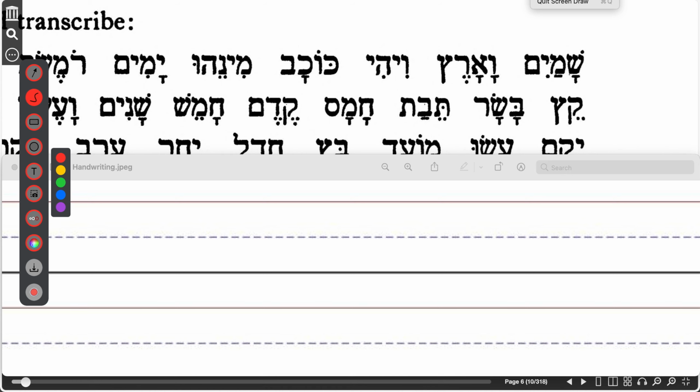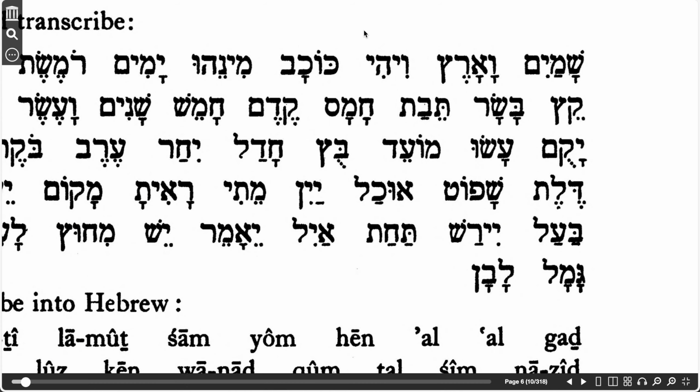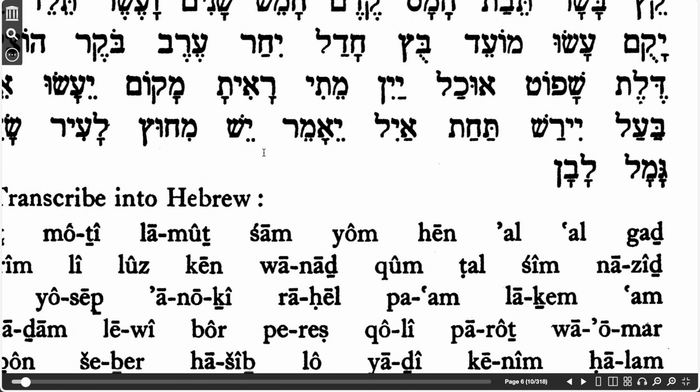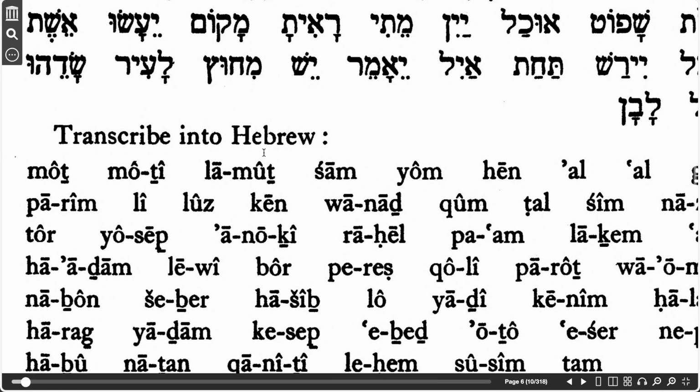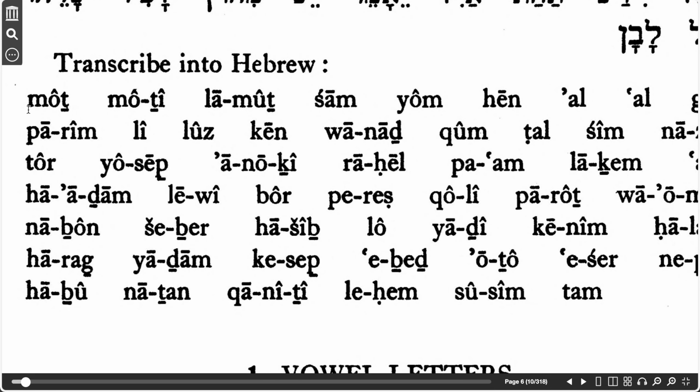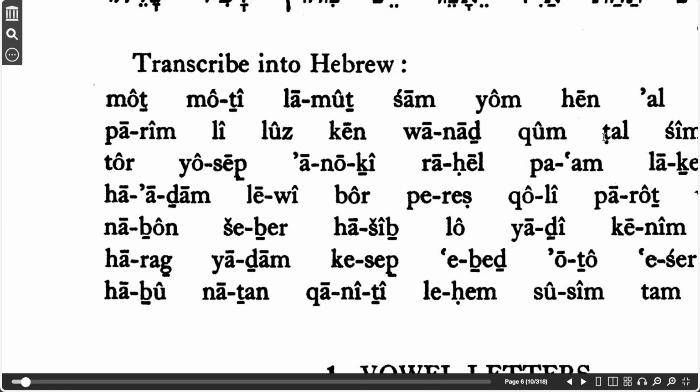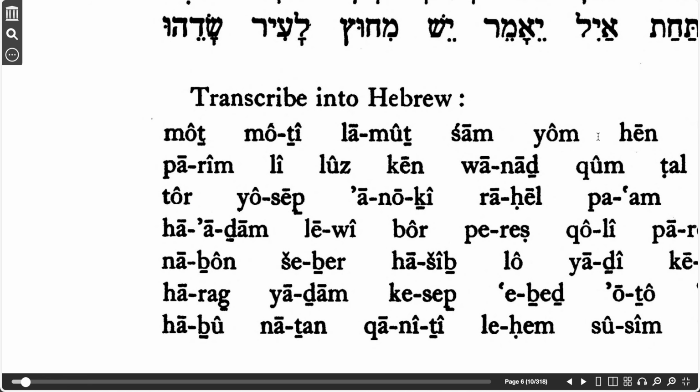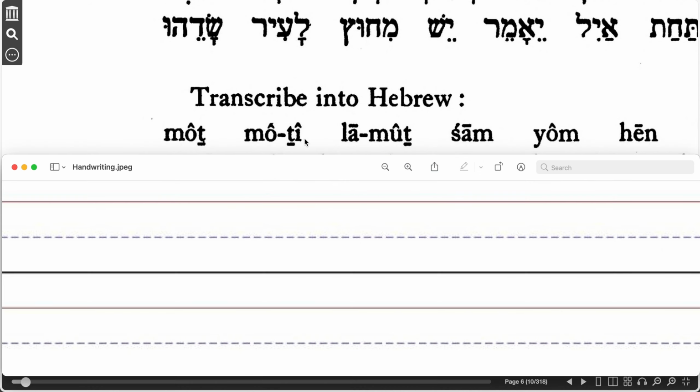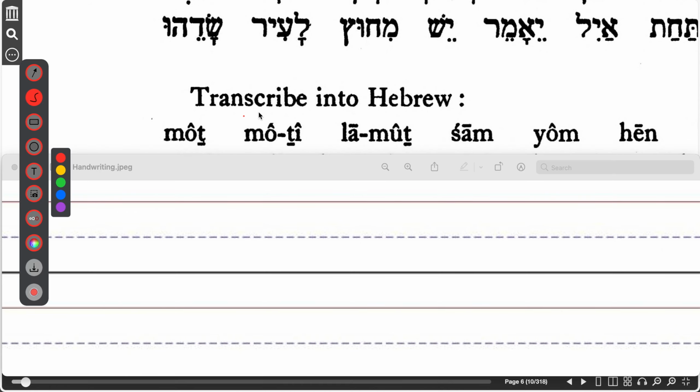Let me hide my screen draw. Scroll down. Now, transcribe into Hebrew. So here we want to start on the left side, not the right side. We want to start on the left side, and we want to go this way forward. And these are the English transliterations, and we want to draw the letters. So let me get back my piece of paper here. Get back to my show screen draw. Okay, let's see if we can do the first one here.